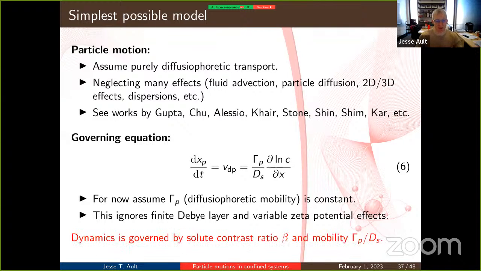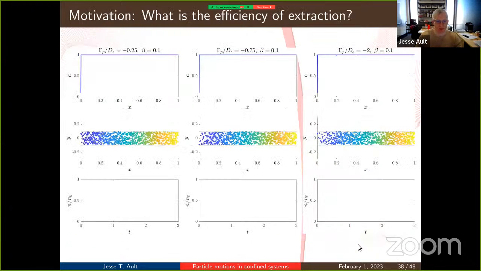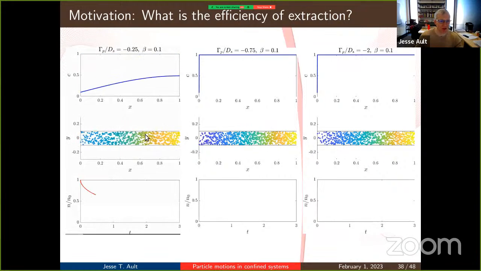So in this case, the dynamics of a particle in the pore are governed by the solute contrast ratio, that's the boundary condition, and its mobility. That's how it reacts to a salt gradient. So you can see, for example, just motivating, what is the efficiency of extraction? Here, these are 3 different cases, increasing the magnitude of the mobility. So on the left, we have a bunch of particles in the channel. The bottom is the number of particles over time. Top is the salt concentration.